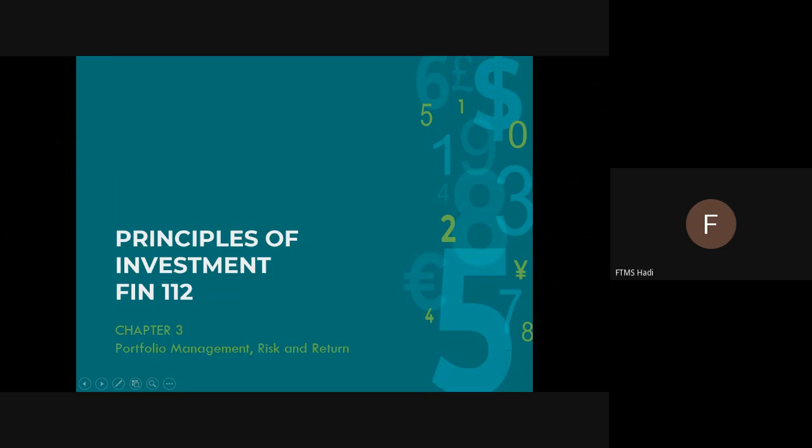Now today we will go for chapter 3, which is portfolio management, risk and return. At the beginning, I already previewed risk and return to you. This chapter consists of the relationship between risk and return. We will do some calculation and analyze which stock has high risk and which stock has high return.